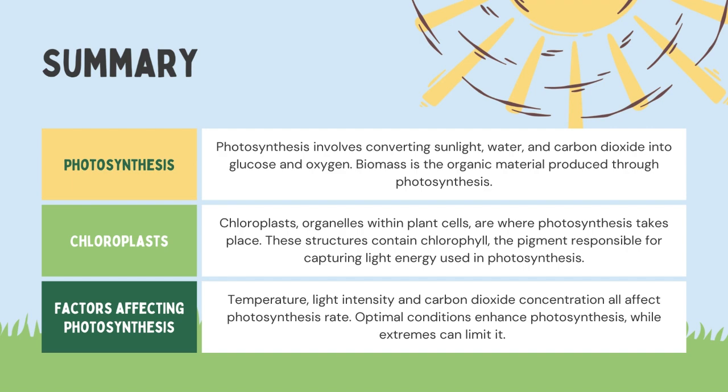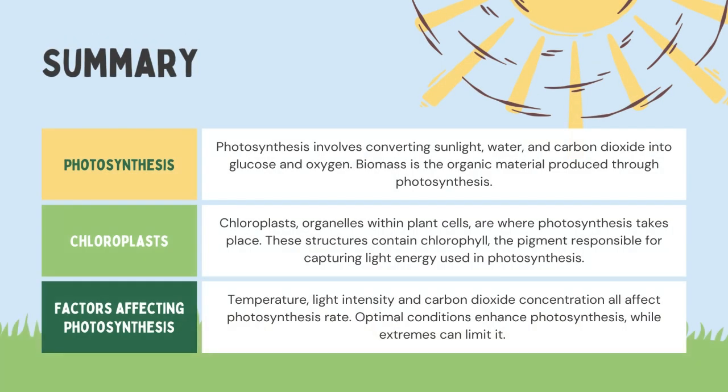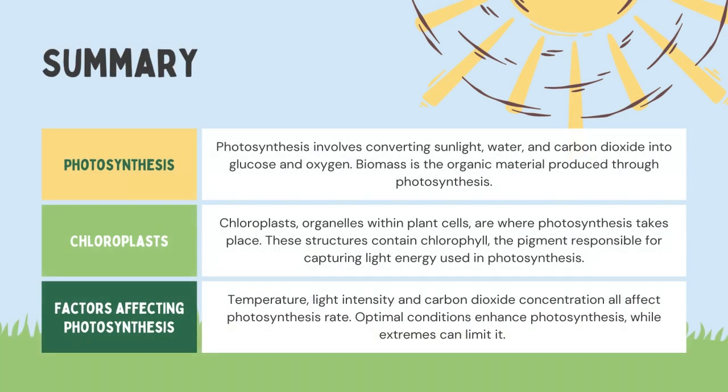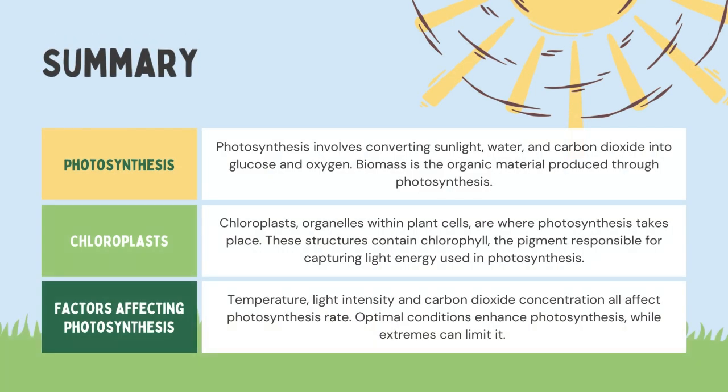Chloroplasts. Chloroplasts, organelles within plant cells, are where photosynthesis takes place. These structures contain chlorophyll, the pigment responsible for capturing light energy used in photosynthesis. Factors affecting photosynthesis. Temperature, light intensity, and carbon dioxide concentration all affect photosynthesis rate. Optimal conditions enhance photosynthesis, while extremes can limit it.